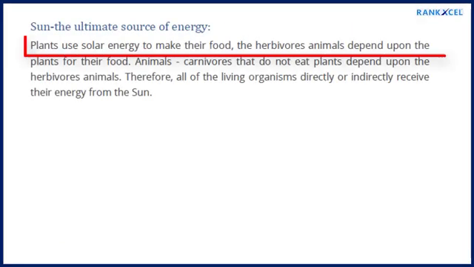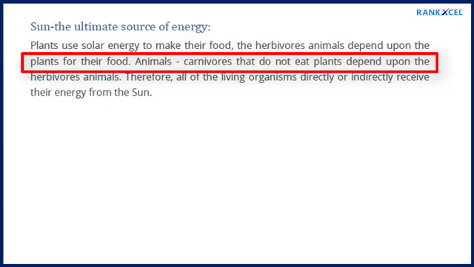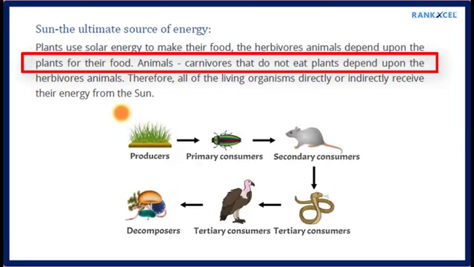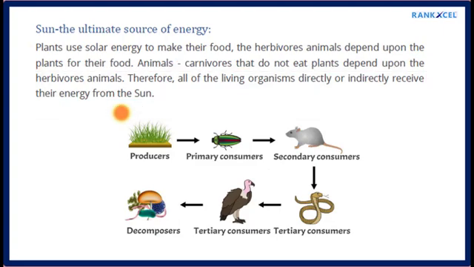Sun, the ultimate source of energy. Plants use solar energy to make their food. The herbivore animals depend upon the plants for their food. Carnivores that do not eat plants depend upon the herbivore animals. Therefore, all of the living organisms directly or indirectly receive their energy from the sun.